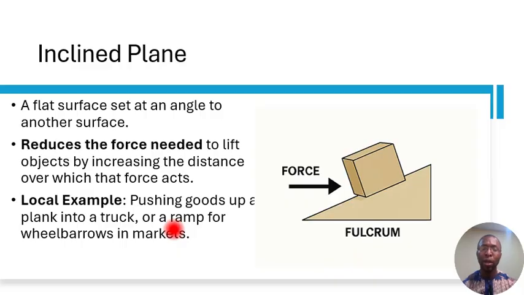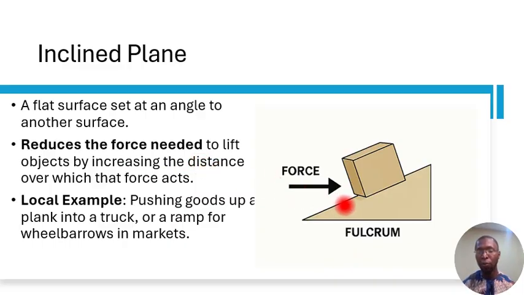Let's talk about another class, that is inclined plane. An inclined plane is just a flat surface set at an angle to another surface. You can see it here. This is an inclined plane, a flat surface that is just raised at an angle. And what does it do? It helps to reduce the force that we need to lift the load.